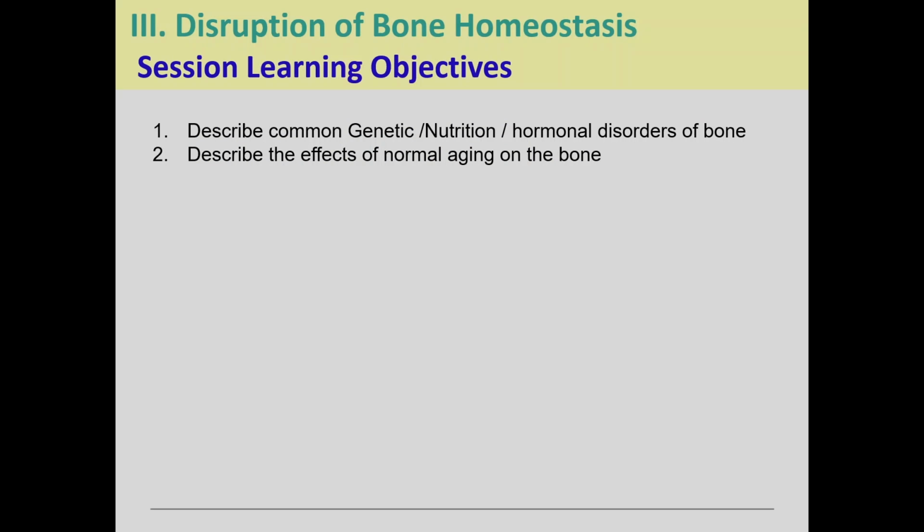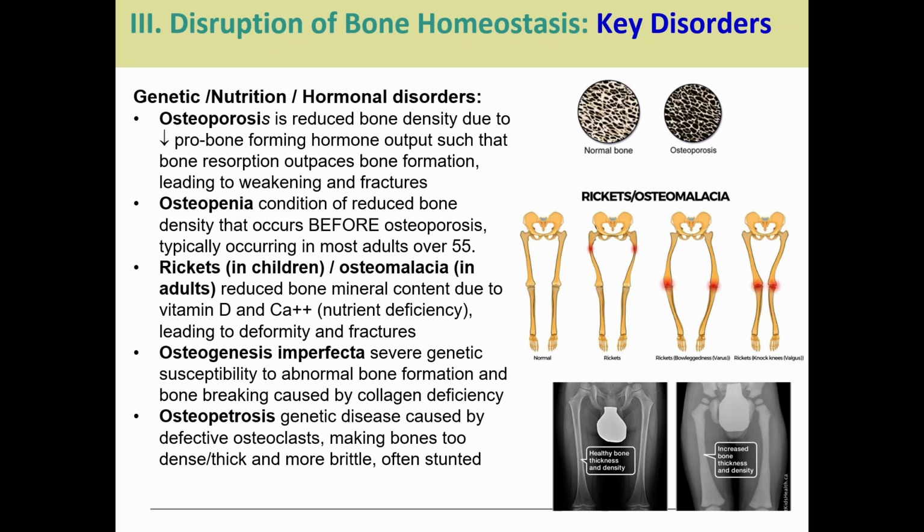All right, last video for this week. We're going to get into things that go wrong with bones. We're going to talk about some genetic conditions, problems with nutrition or hormonal disorders. Then we're also going to talk about aging and aging's impact on the bone. So let's talk about some different conditions.